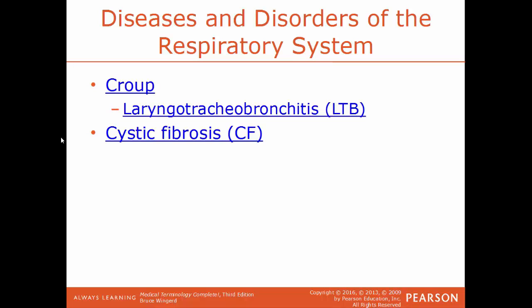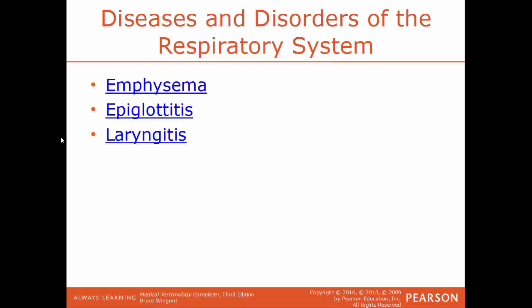This is a condition that is hereditary, and what happens here is certain glands within the lungs will produce very thick, very large amounts of mucus. Very thick production of mucus will end up blocking the intestines or the bronchi, the pancreatic ducts, often leading to respiratory infections. Next condition, emphysema.